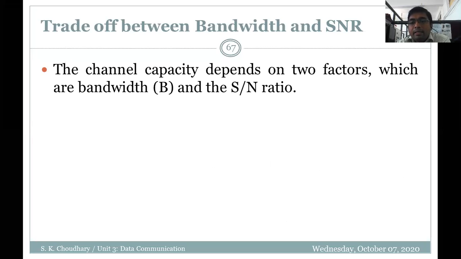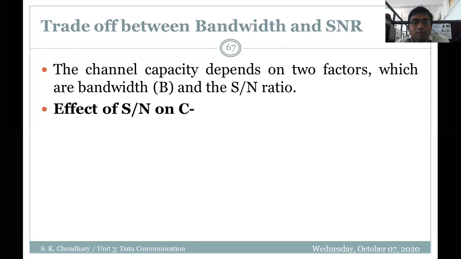So channel capacity, as I have told you, depends upon two factors. First is bandwidth, another is the signal to noise ratio. One by one, we will see the effect of these two factors on the channel capacity, and we will establish a trade-off between the bandwidth and the SNR in determining the channel capacity.